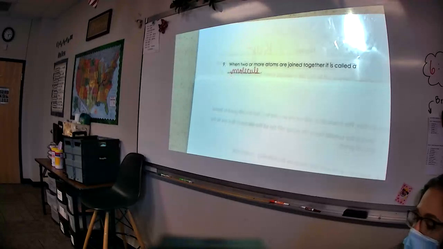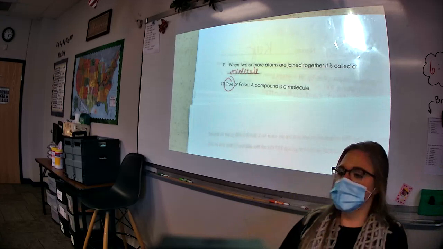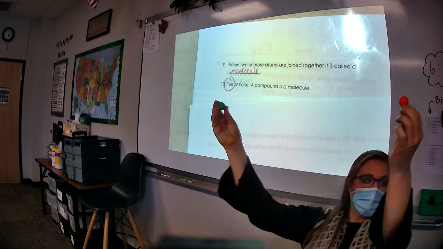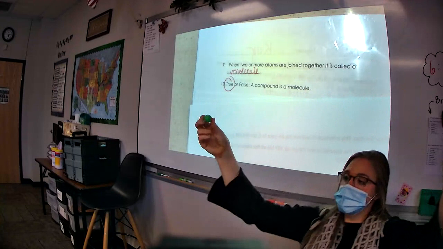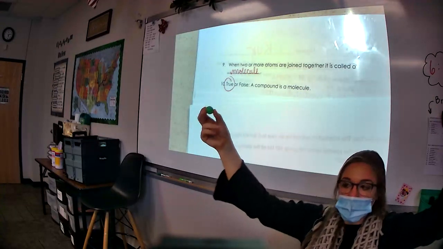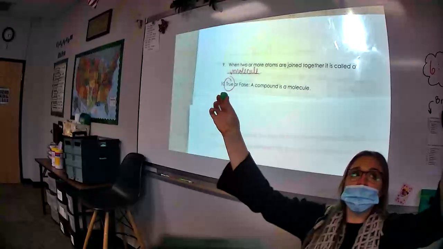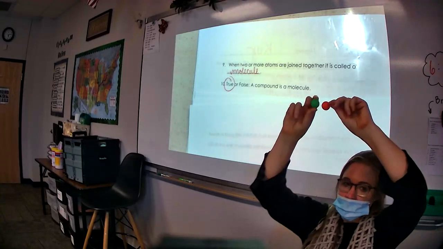Number 10, true or false? A compound is always a molecule. Matthew? True. That is true. Remember, I gave you this example. If a molecule is two atoms that come together, a compound is two different elements that come together. Well, elements only exist as atoms, so if two different elements come together, you automatically have two different atoms coming together.